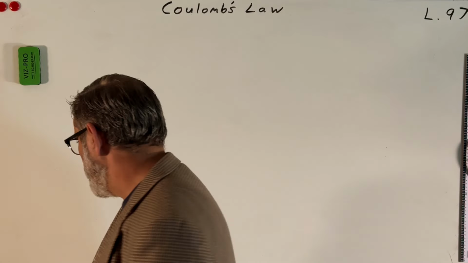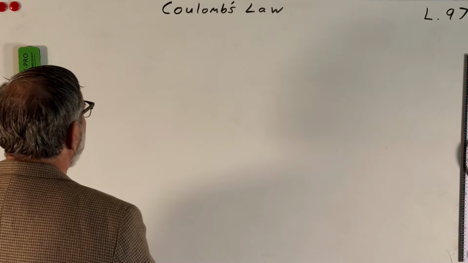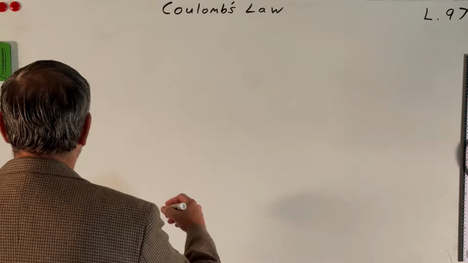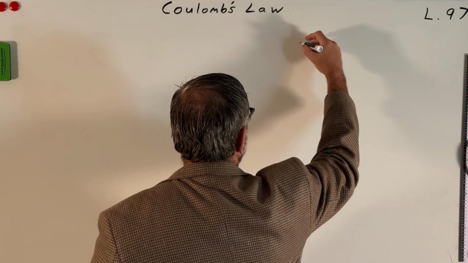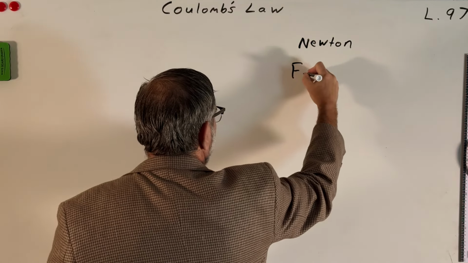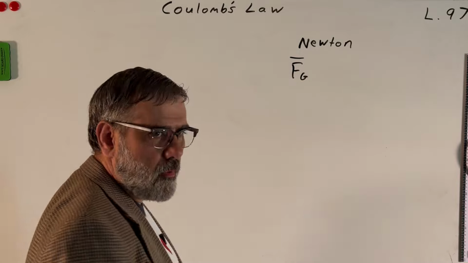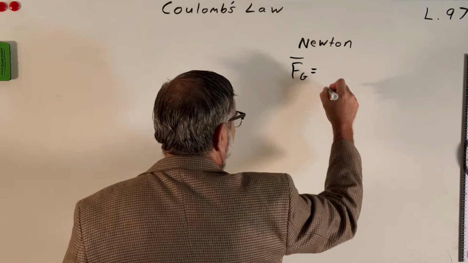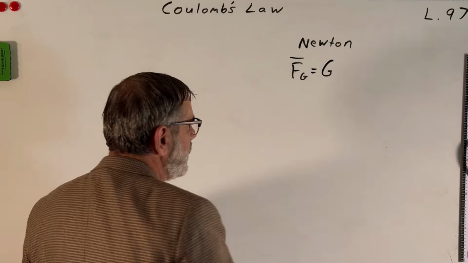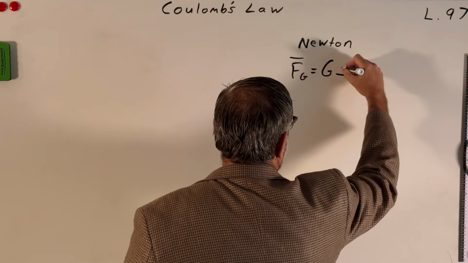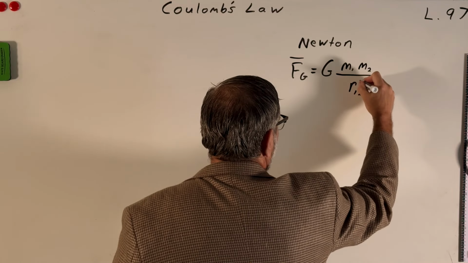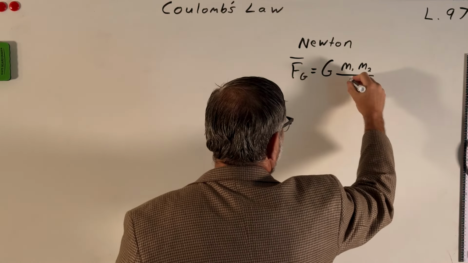Okay, so I'm just going to cut to the chase, and I'm going to show you what Coulomb's law is. But first, let me remind you of Newton's law of universal gravitation. And I'll put that over here, right? So I'm going to write Newton, and I'll write it F sub g. I'm also going to write it as a vector, meaning that it has both a magnitude and a direction. And you'll recall this is equal to a constant, big G, times the product of the masses divided by the square, right, like this.